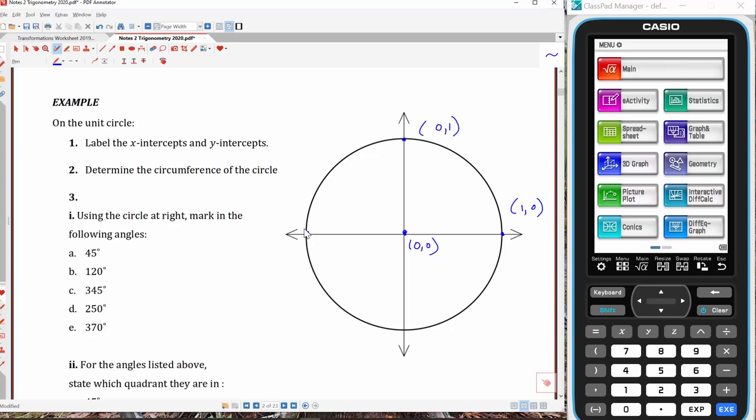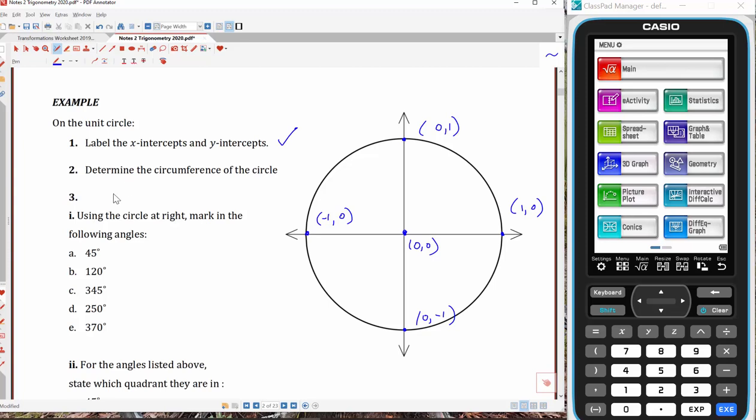Down here at this point, we've got another x-intercept. That's at x is equal to -1 and the y value is 0 there. And finally, at this point here, we've got an x value of 0 for a y value of -1.